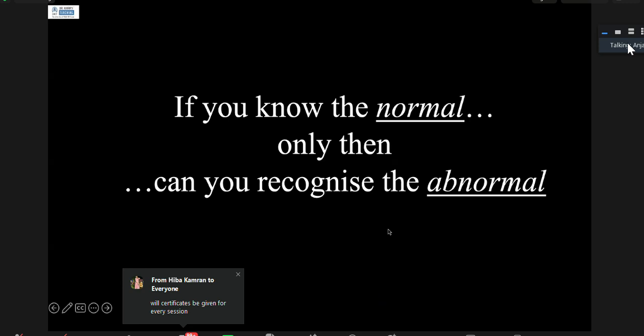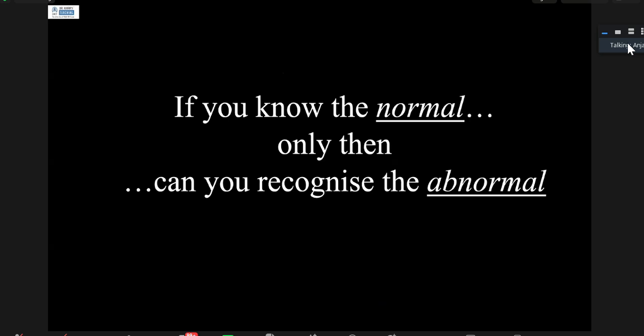We are now going to look at the anatomy of a chest X-ray. We've done with technical factors. We're actually going to look at a chest X-ray and assess it. Only if you know the normal can you recognize the abnormal, isn't it?